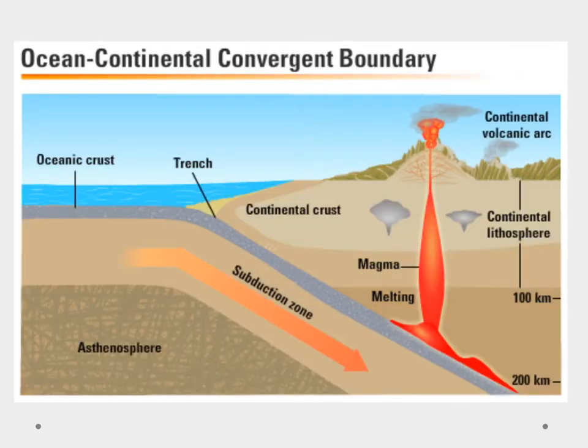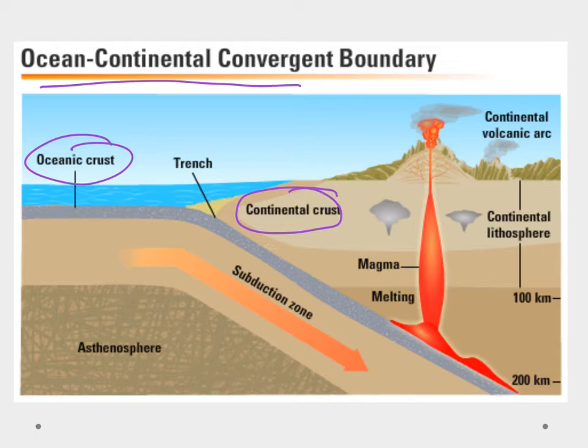We can also have ocean-continental convergent boundaries, and in this one we'll see this oceanic crust, but this time it's a continental crust that it's going to collide with. And as it does so, we see the subduction, we see the melting again, but instead of forming an oceanic arc, we're going to form a continental volcanic arc. So we're going to see more volcanic activity this way as well.